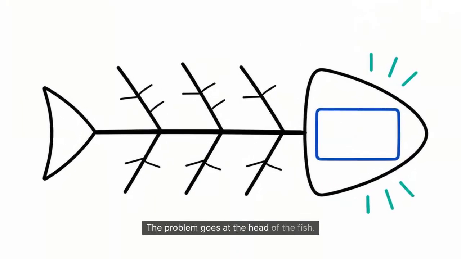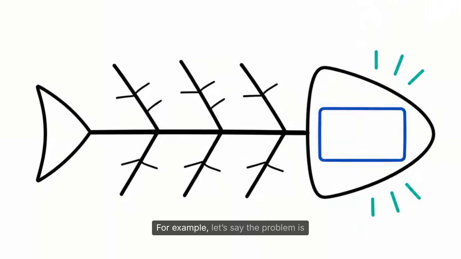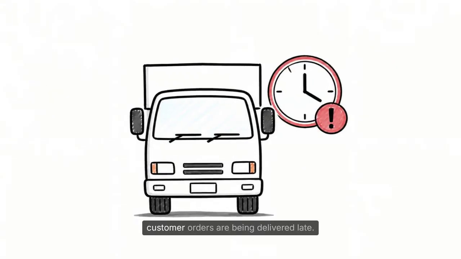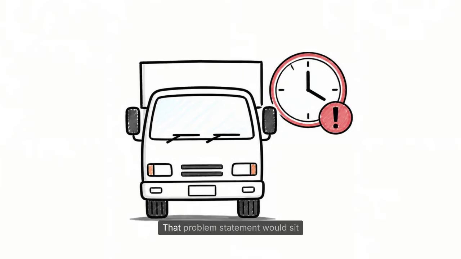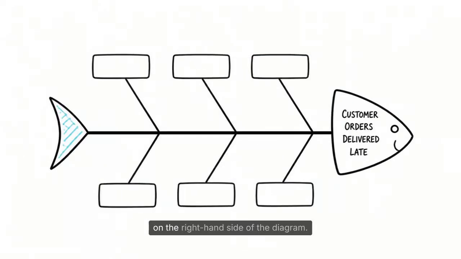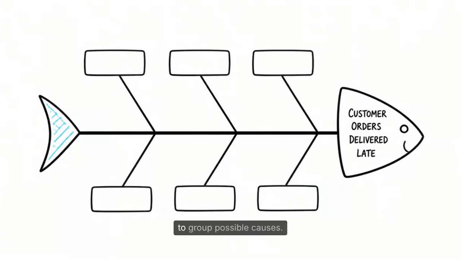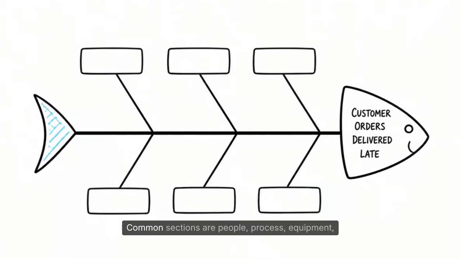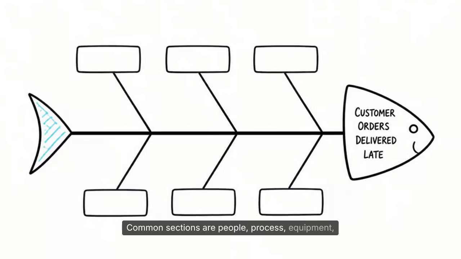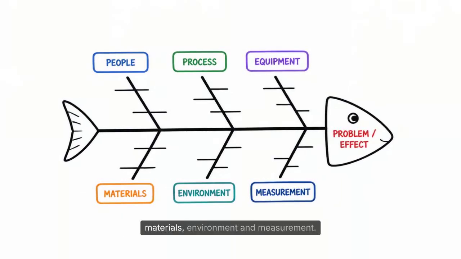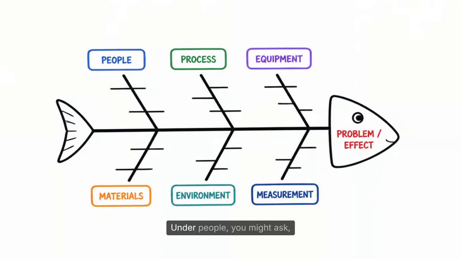The problem goes at the head of the fish. For example, let's say the problem is customer orders are being delivered late. That problem statement would sit on the right-hand side of the diagram. Then, the main bones are used to group possible causes. Common sections are people, process, equipment, materials, environment, and measurement.